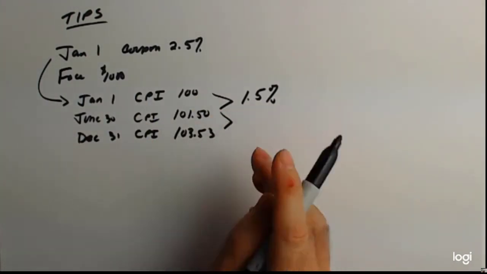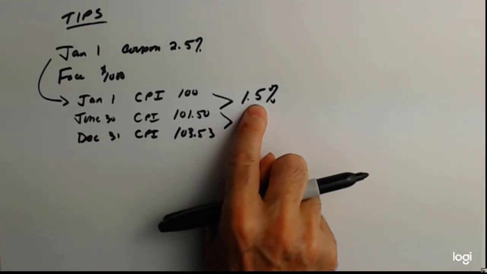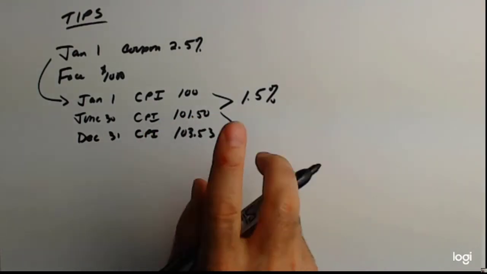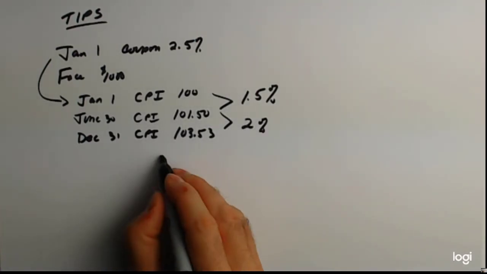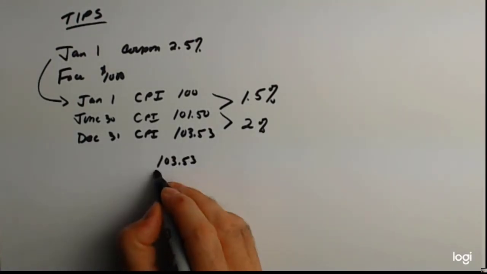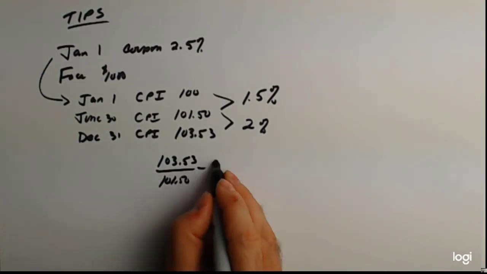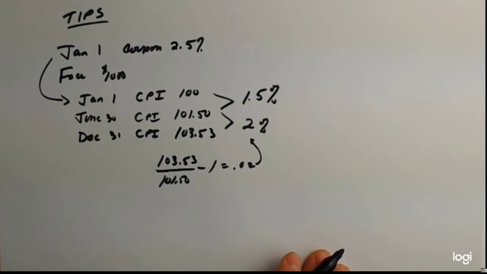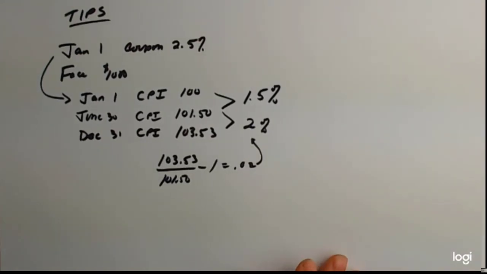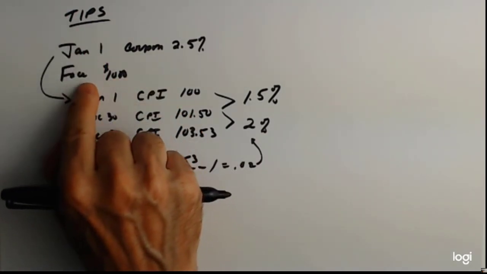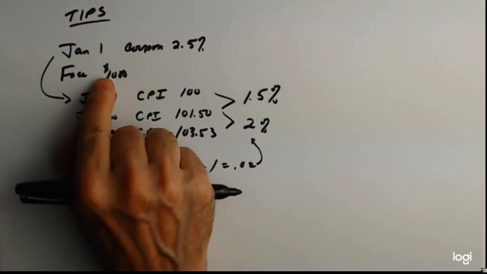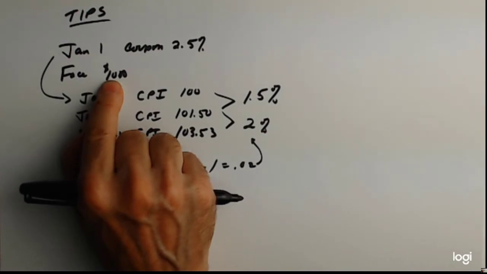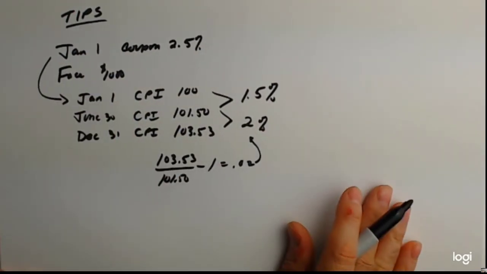Before we go any further, we calculated a 1.5% inflation rate. Turns out this inflation rate is 2%. All I'm doing is taking 103.53 divided by 101.5 minus 1, and I get 0.02. It's 2%. Now the next question is, what is the inflation adjusted principal balance at the end of 6 months? As I said, what TIPS do is adjust the principal amount, the face value amount, by the rate of inflation. So here's how to look at it.